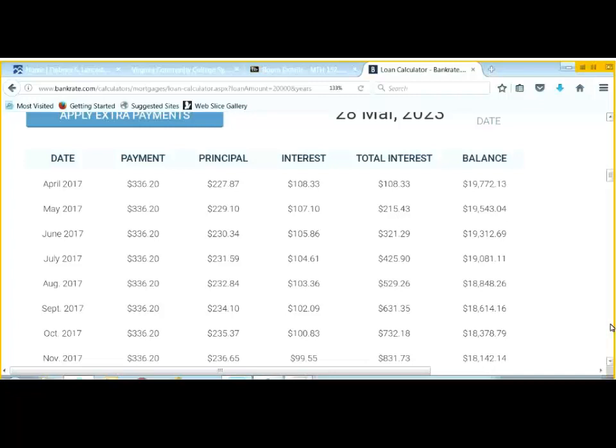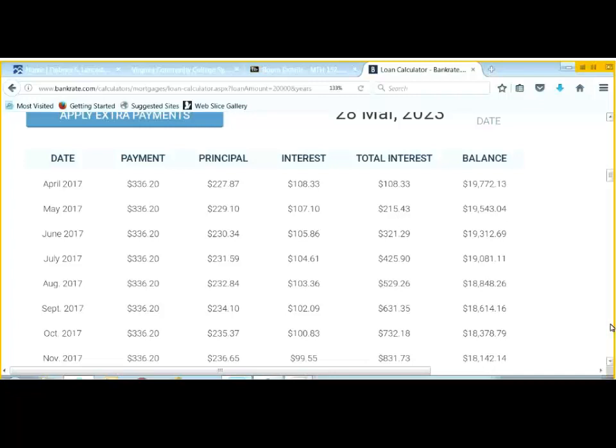So in March of 2017, which is this month, we owe $20,000. Now after 1 month, the way it works is you make a payment of $336.20 for that month on $20,000 at 6.5% interest. The interest for that month is $108.33. So your payment is more than your interest. So that means you have this extra amount. That extra amount goes to paying off your balance.